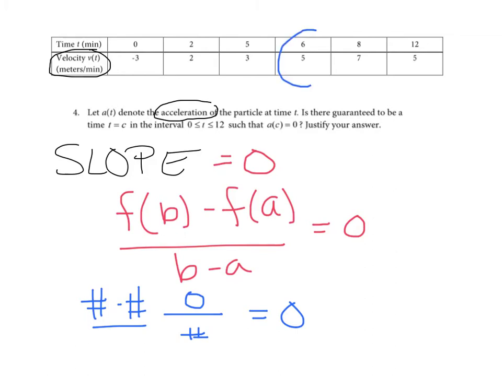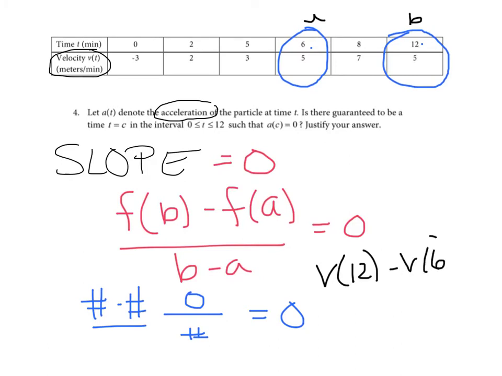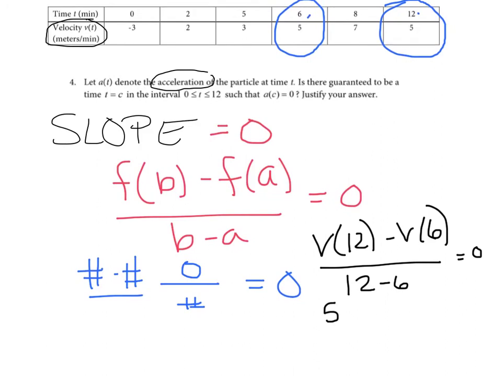And hopefully you're saying right here. If I compute the slope formula between 6 and 12, I should get a slope of 0. And that's the notation I need to show. So this is my A and this is my B. V of 12 minus V of 6 all over 12 minus 6 equals 0. And then I'm just going to show those computations. So I get 5 minus 5 all over 12 minus 6, which of course is 0.